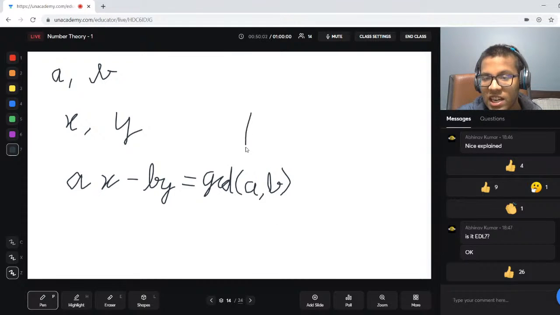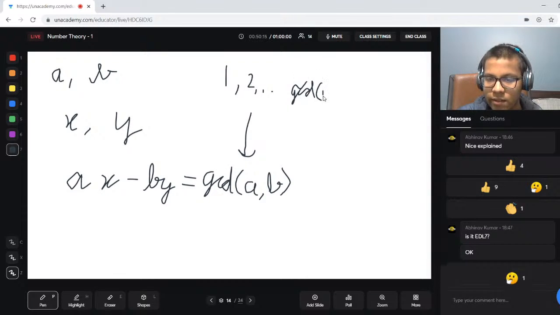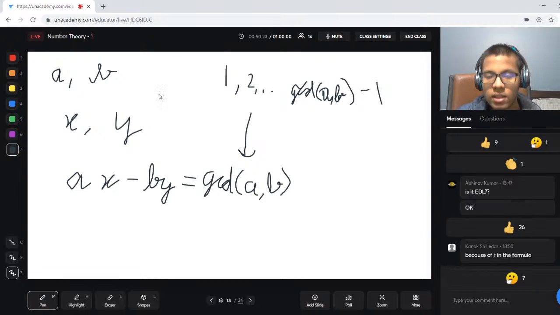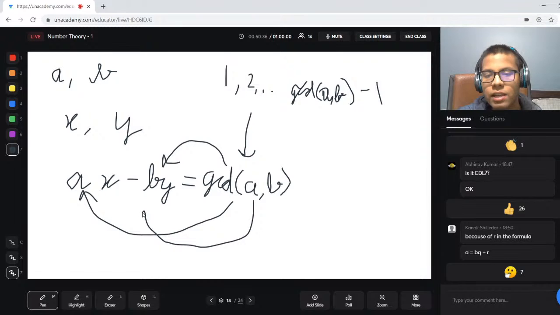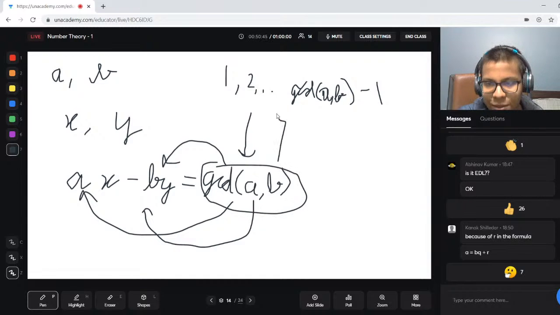Do you understand why we would need at least GCD a comma b? Why we can't get a number like 1 or something smaller than GCD a comma b? Observe that GCD a comma b divides by because it divides b. And GCD a comma b also divides ax. So GCD a comma b divides ax minus by. If GCD a comma b divides a number, the number can't be smaller than it. So the number which we'll get has to be at least GCD a comma b, or it will be 0 or less than 0. But if it's positive, it has to be at least GCD a comma b, because GCD a comma b can't divide a number smaller than it.